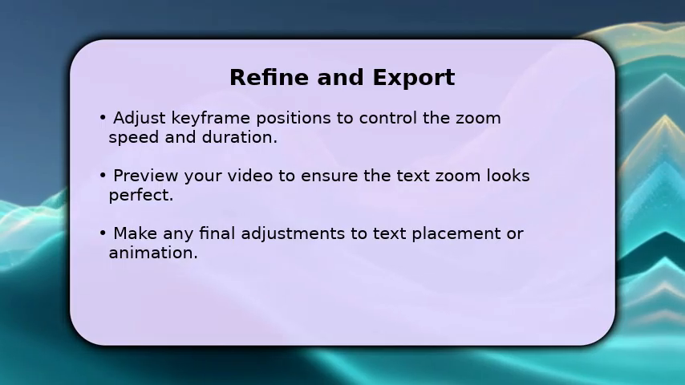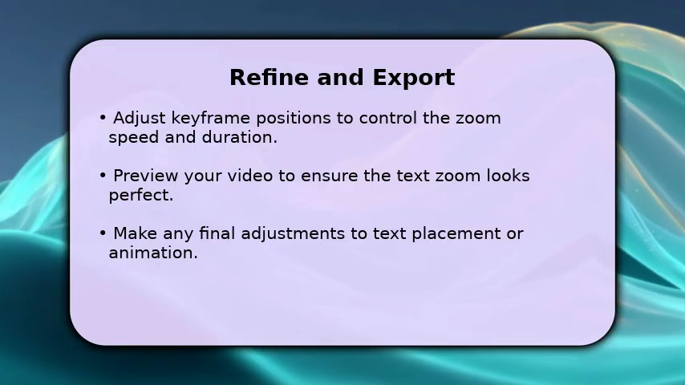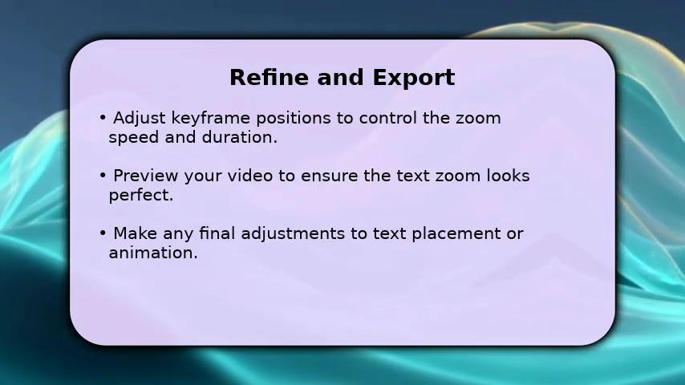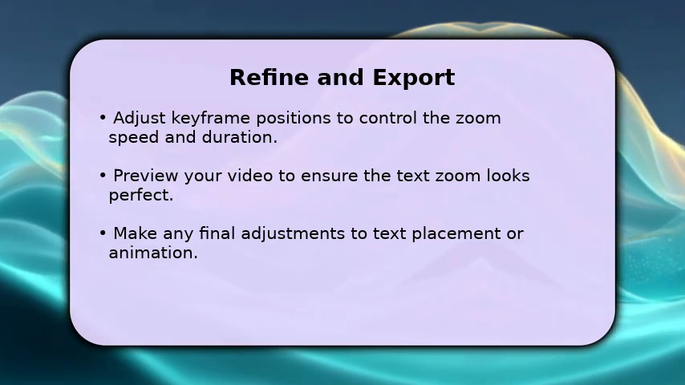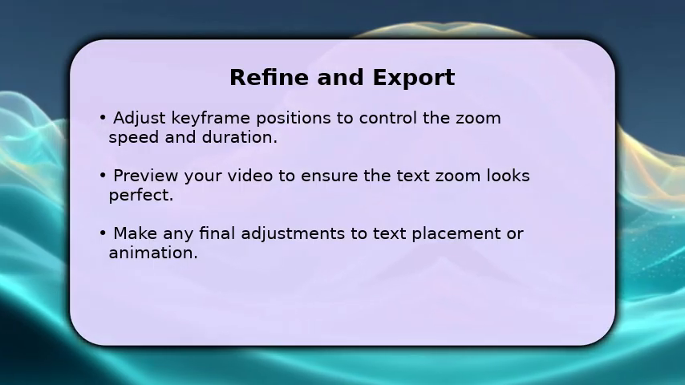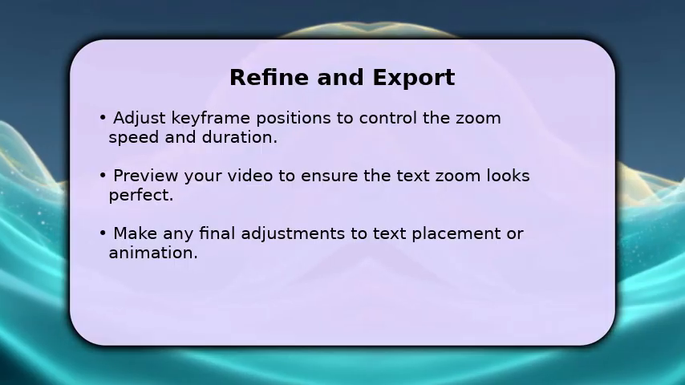A shorter distance means a faster zoom. Play back your video to preview the effect and make any necessary adjustments to the text's position or scale. Once you are satisfied with your dynamic text zoom, proceed to export your video. This will save your project with the newly animated text, ready for sharing.